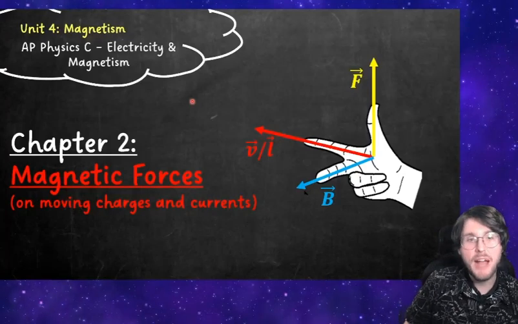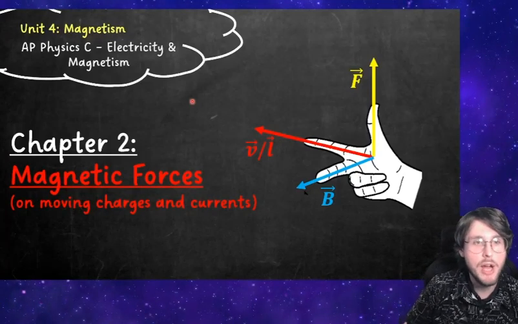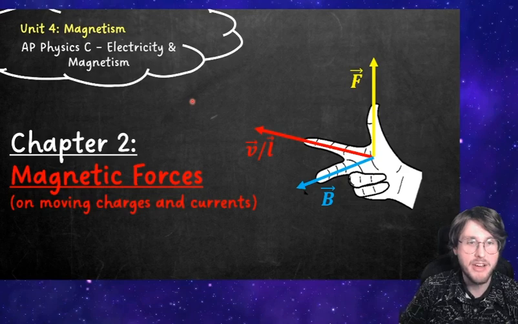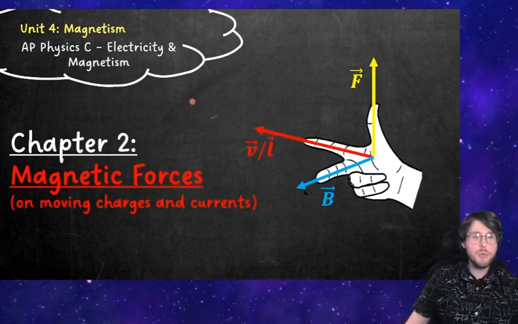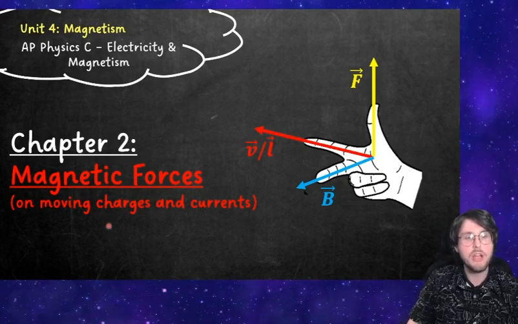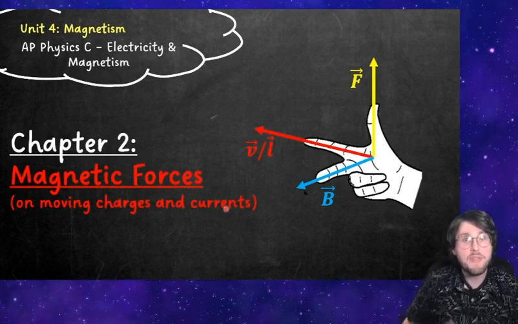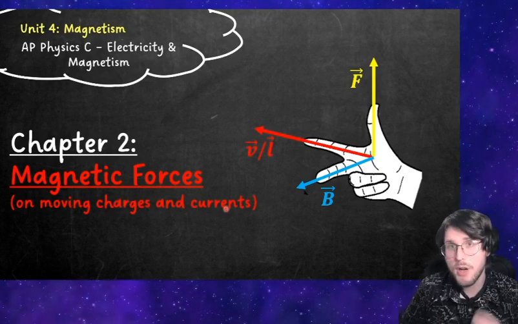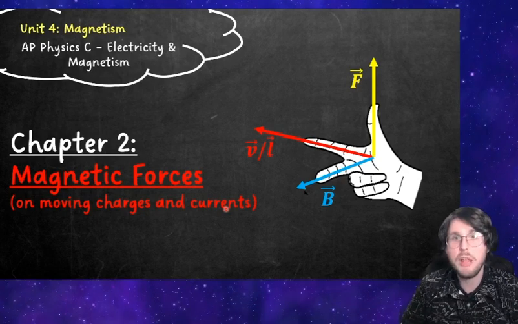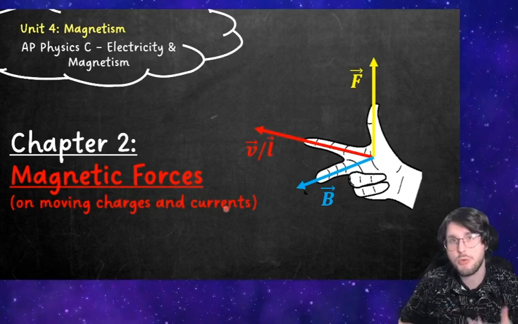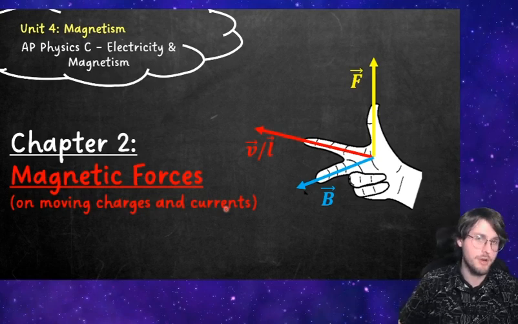Greetings. Welcome back to AP Physics C, Electricity and Magnetism, where I'm covering Unit 4, magnetism. And in this chapter, we are covering magnetic forces, namely on moving charges and currents in wires. In the last video, I covered how permanent magnets work and the fields that they generate, as well as the main differences between magnetic fields and electric fields.